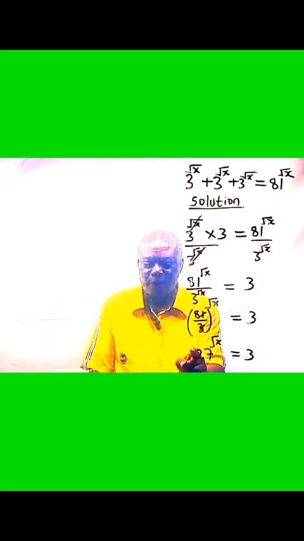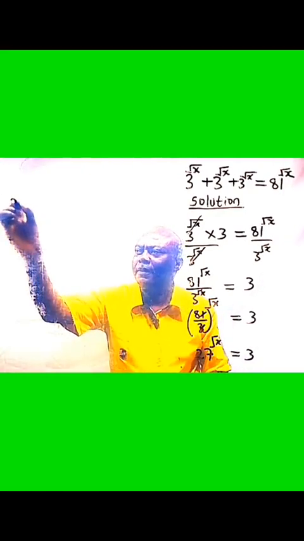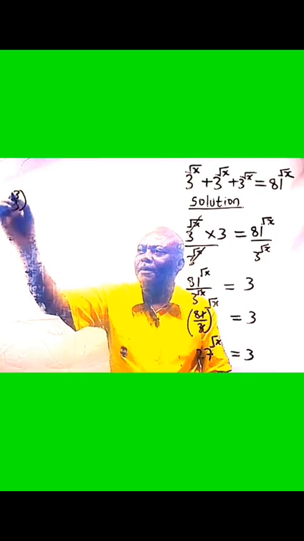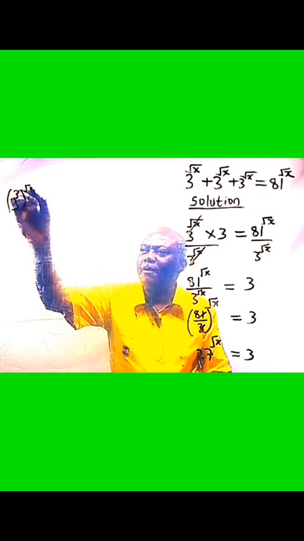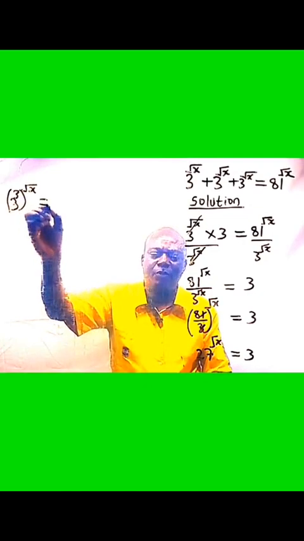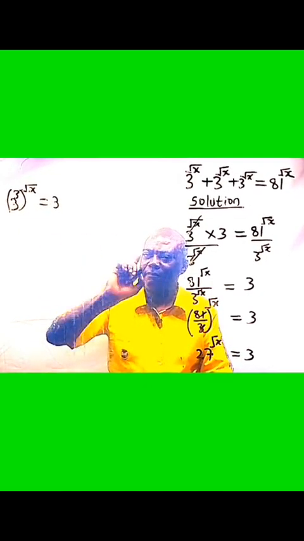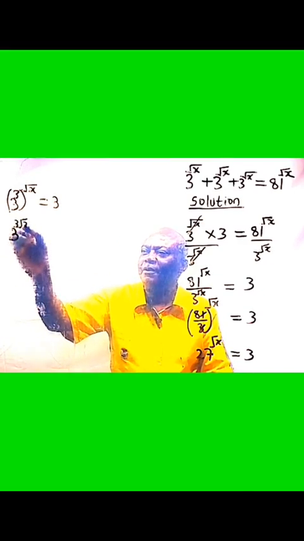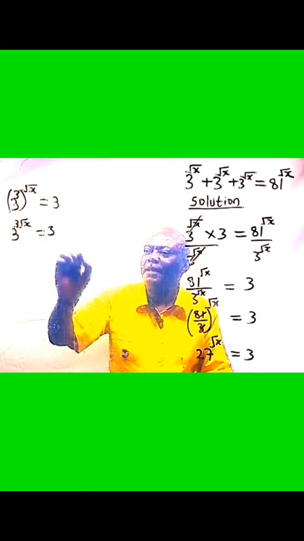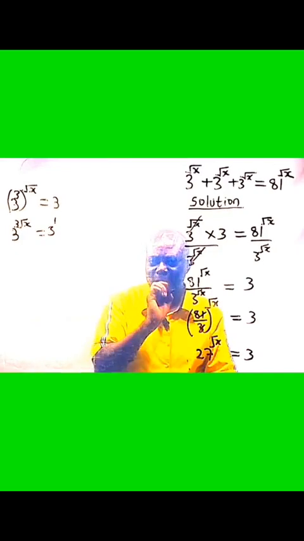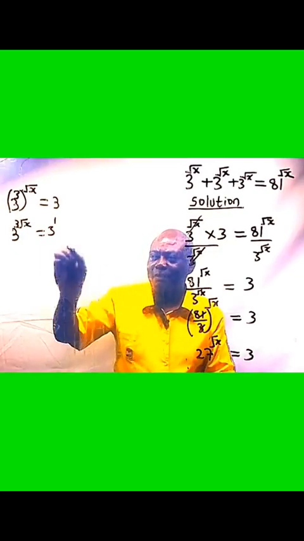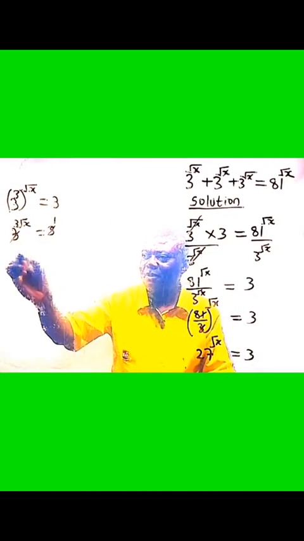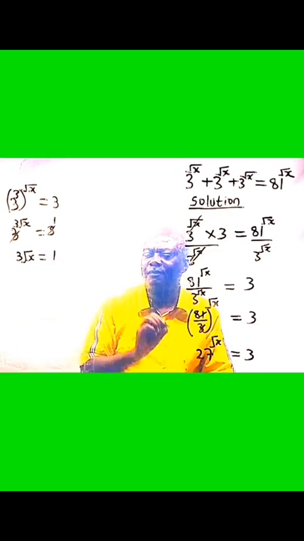Also know that this 27 can be broken to 3 to the power 3. So we have 3 to the power 3 all to the power of that same power root of x, and that will be equal to 3. Let's continue. So we have 3 to the power of 3 root of x equals 3 to the power 1. Don't forget that. And since the power is the same, this and this will cancel out. What we have here will be 3 root of x equals 1.